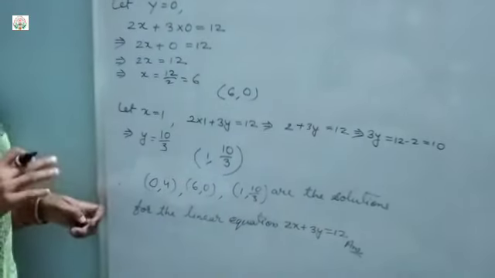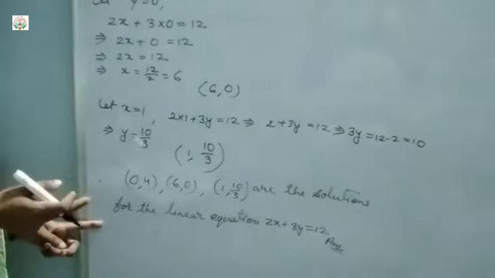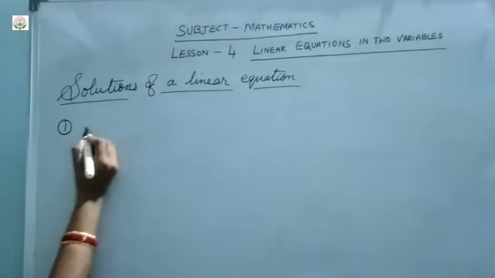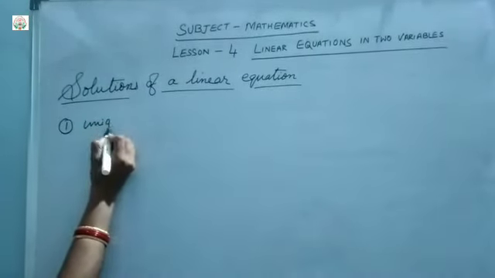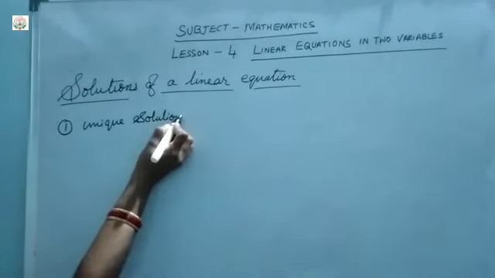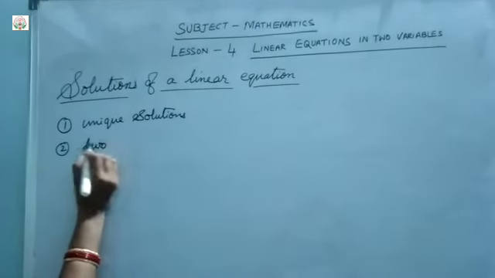Now, types of linear equation solutions we will see. After this we will have types of solutions of a linear equation, which can be of three types. First one is unique solutions. Second, two solutions.